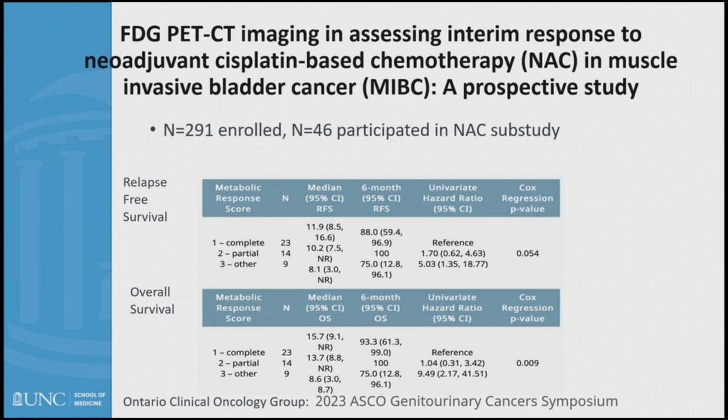They saw that the FDG PET could not quite predict relapse-free survival. You can see the p-value here, 0.054, but it was significant for predicting overall survival in this small cohort. So hopefully they're working towards those numbers. And when I email them next year, they'll say, lo and behold, here's our publication.